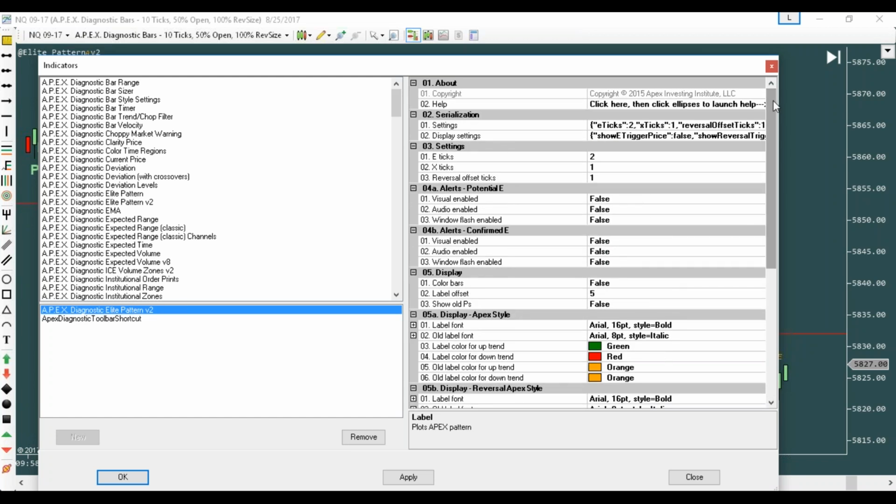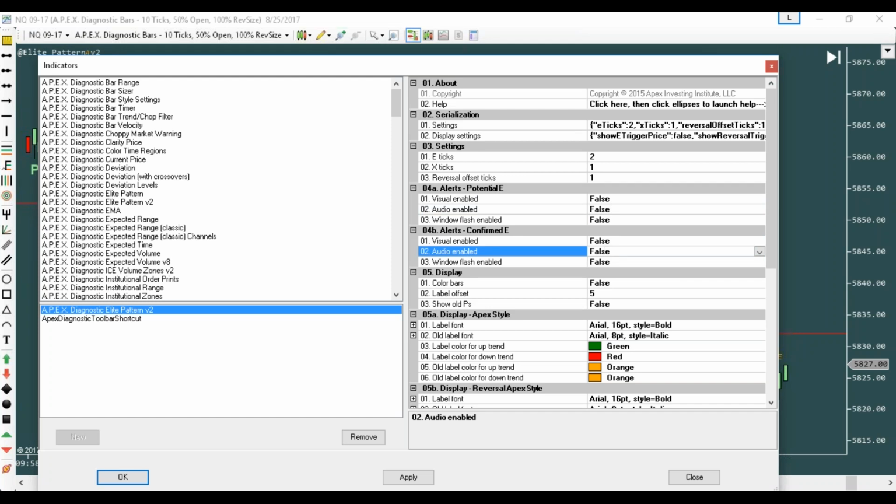Guess what? What does that say right there? Alerts for a potential E. Hey, there might be an E coming up. Audio enabled. True or false? Yes. Confirmed E. Audio enabled. True or false? You've got audio alerts.